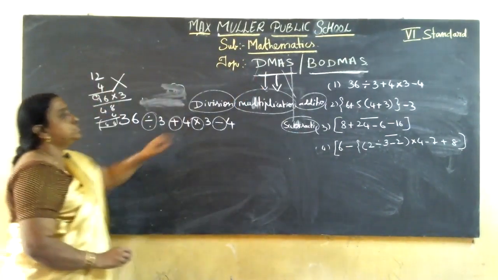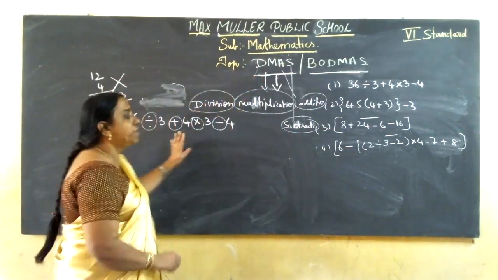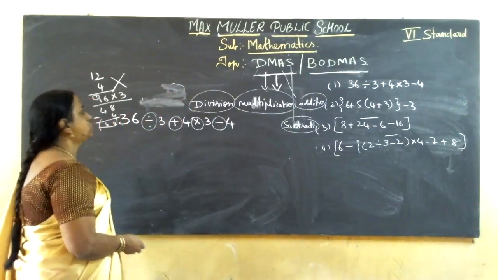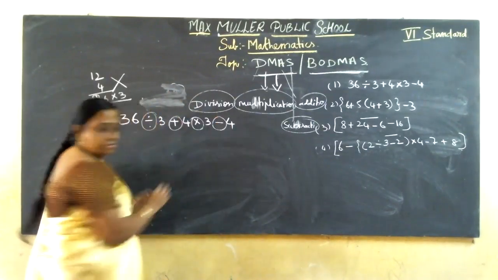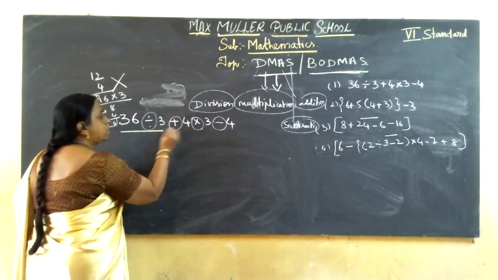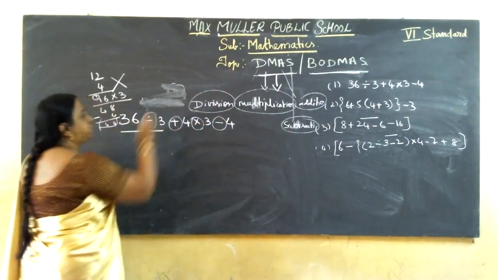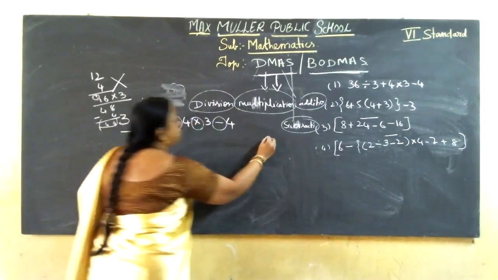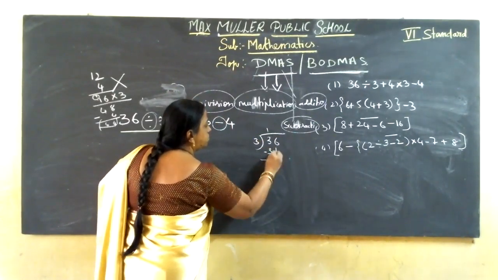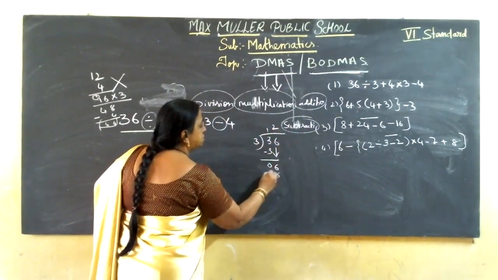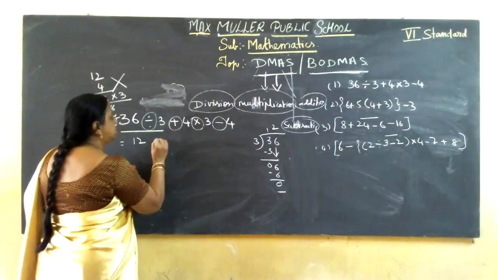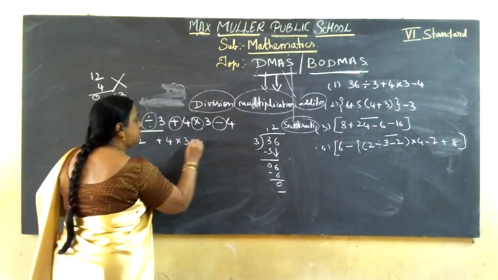We shouldn't do that. We should follow BMAS rules. If in one question there are two or more operations, you should follow BMAS rules. First, you should solve division. In this question, which is the division? This one. The remaining you copy as it is. So 36 divided by 3, how much will you get? 12. The remaining you copy as it is: plus 4 into 3 minus 4.